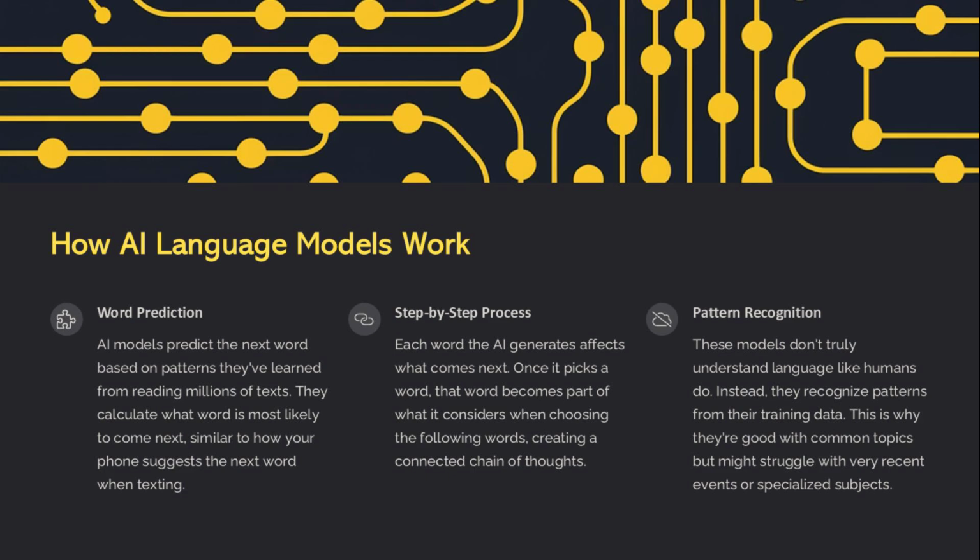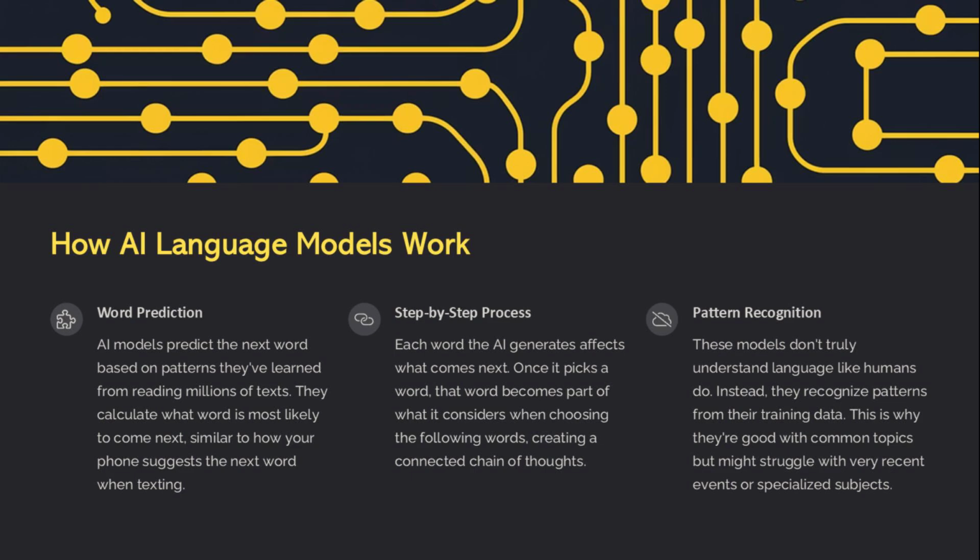LLMs function as prediction engines, analyzing text to determine what should logically come next in a sequence. Tokens are the basic units LLMs work with: parts of words, whole words, or punctuation. The model calculates probabilities for the next most likely token based on patterns from training data, explaining why responses may vary when asking the same question.